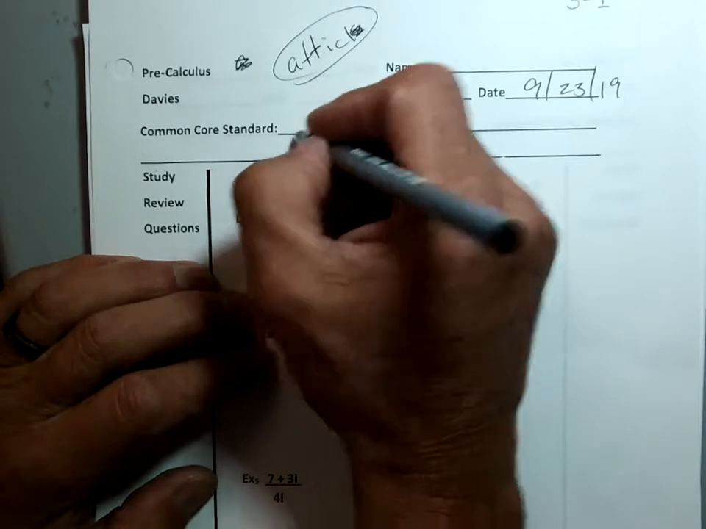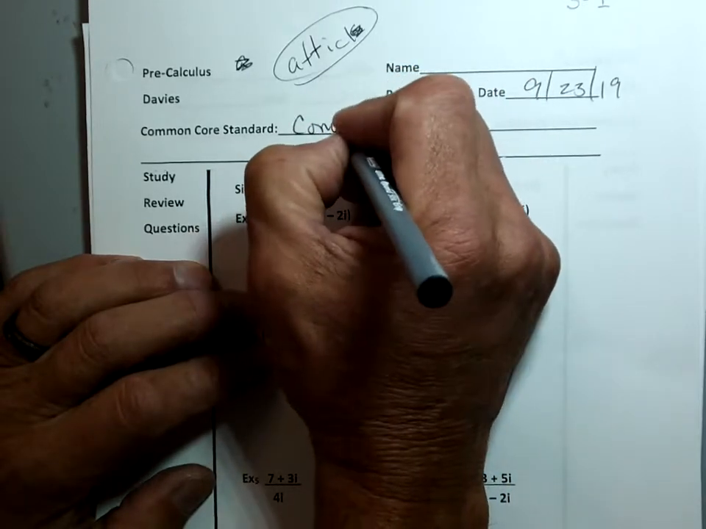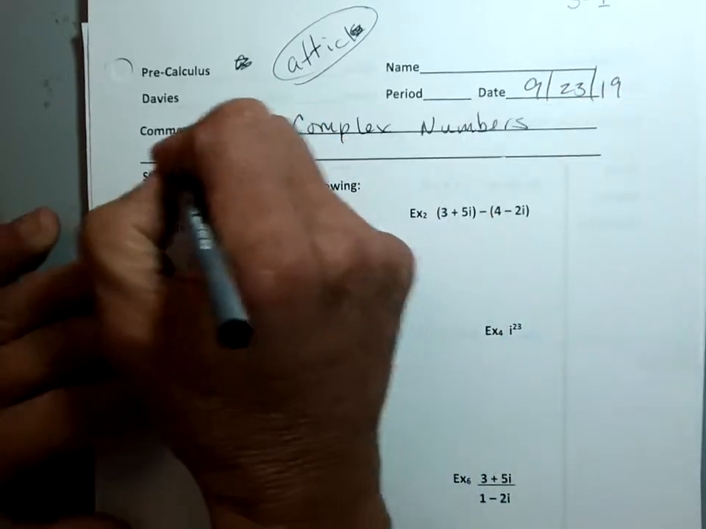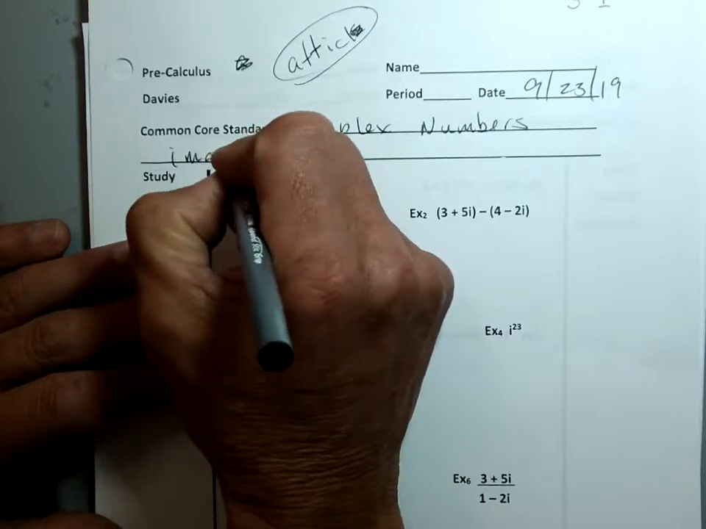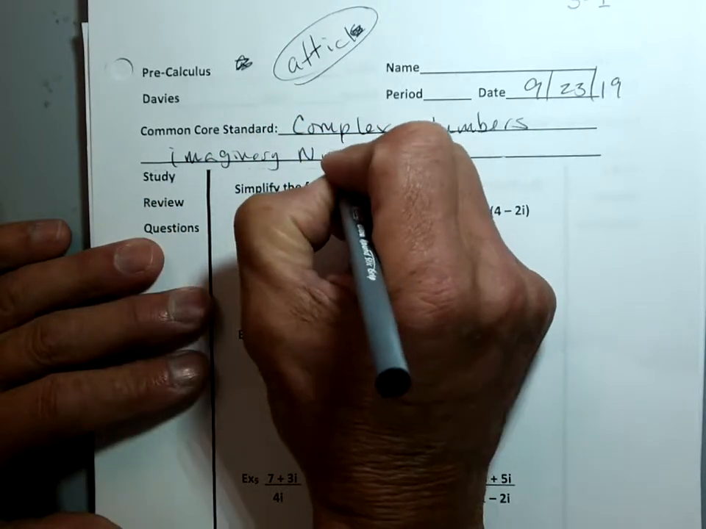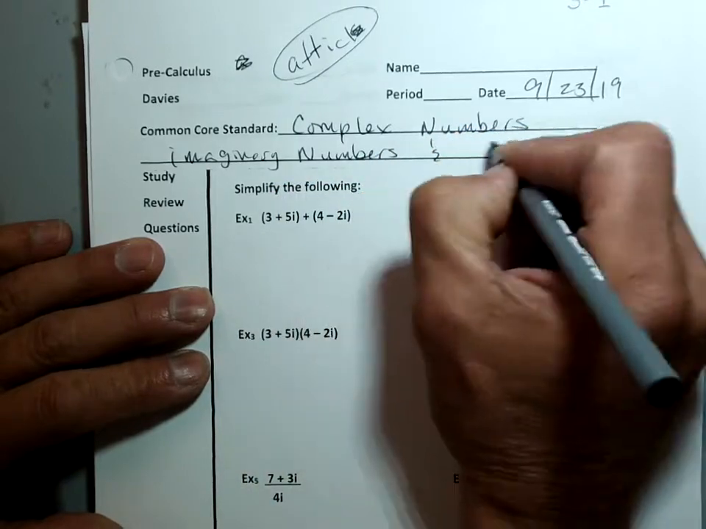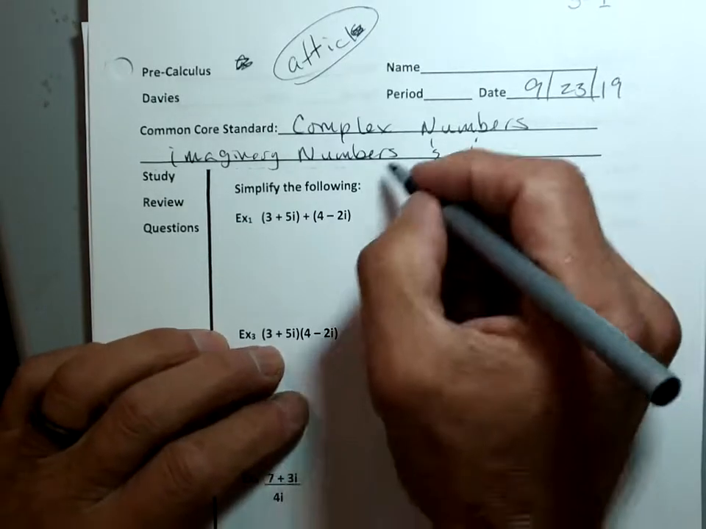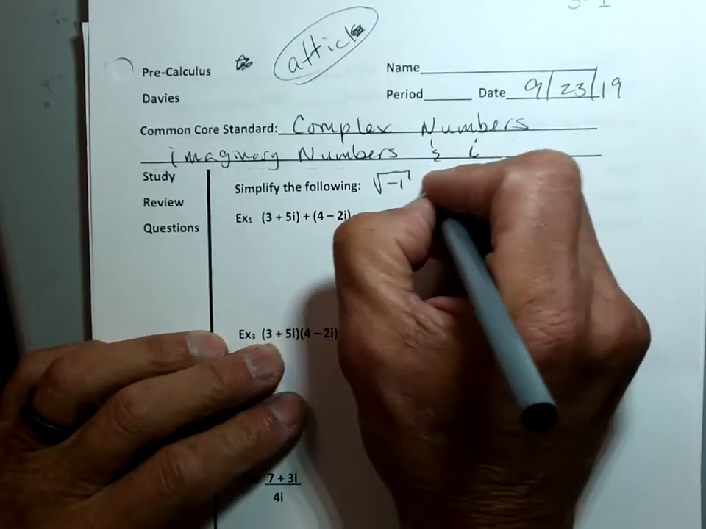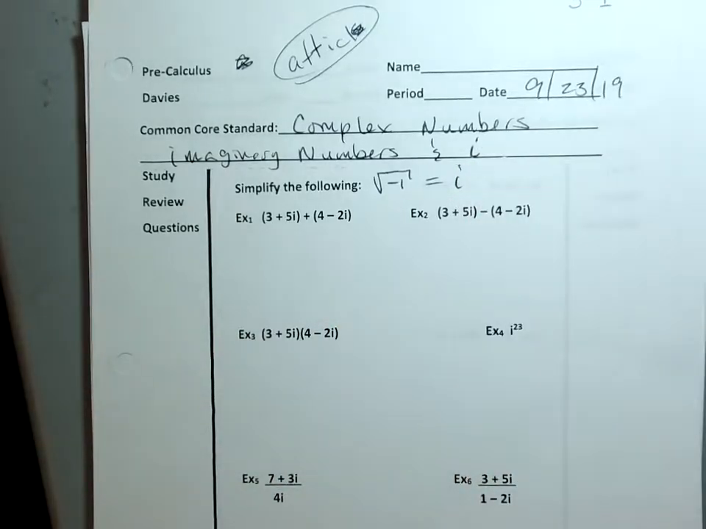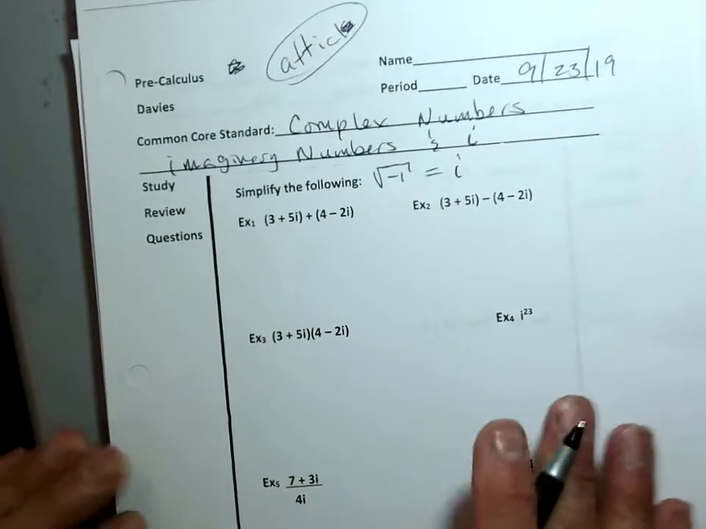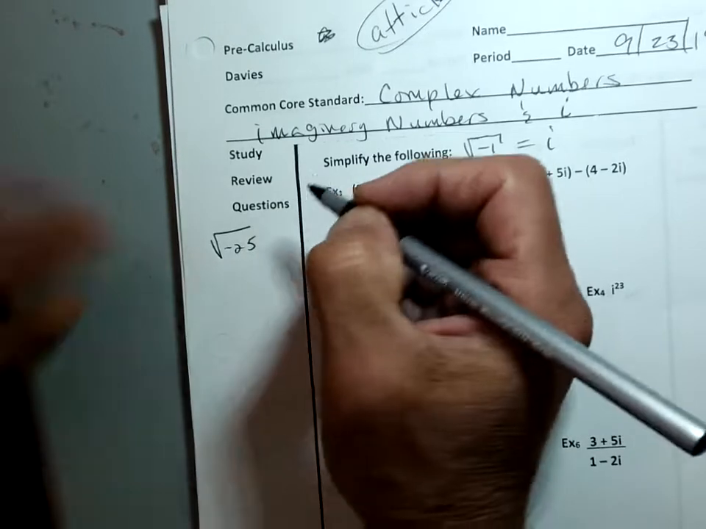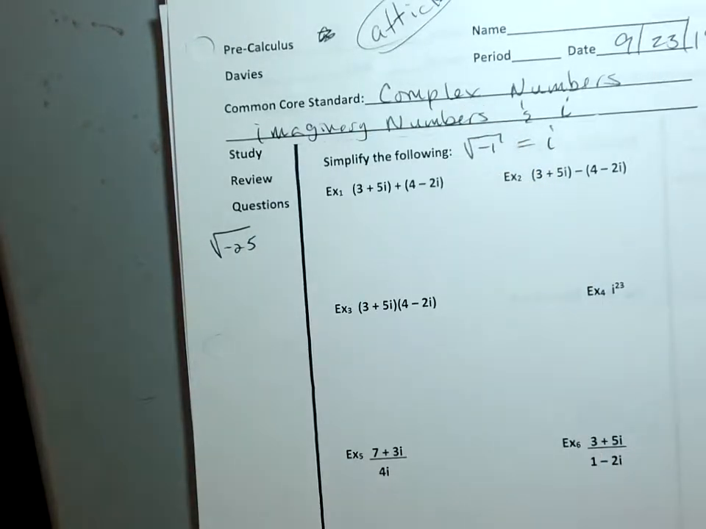Anyway, today we're going to talk about complex numbers, imaginary numbers, and I. Okay? So before we start anything, a little bit on the side, the square root of -1 is I. So whenever you see the square root of -1, you're going to write I. For example, a little bit of work on the side, I'll show you what I mean. So if I had the square root of -25, it's 5I.